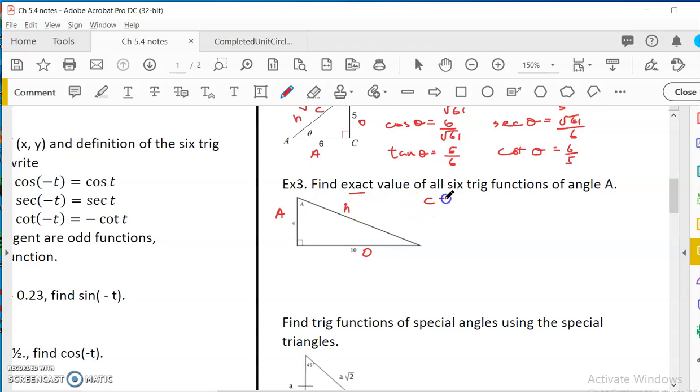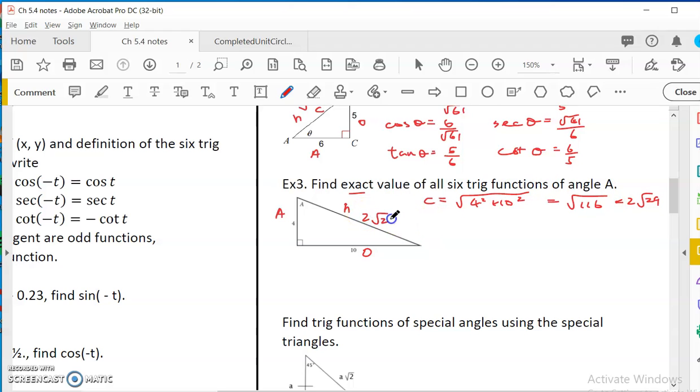We have to find C. C is square root of 4 squared plus 10 squared. So that would be 116, right? 100 plus 16. So 116 is divisible by 4, I believe, right? Divided by 4 is 29. So it is 4 times 29. So that's 2 root 29. So simplify as the simplest radical.